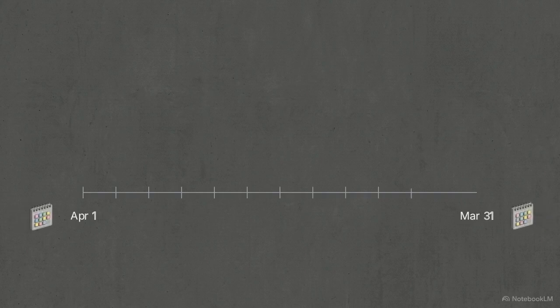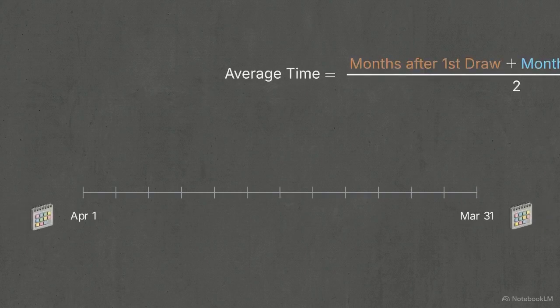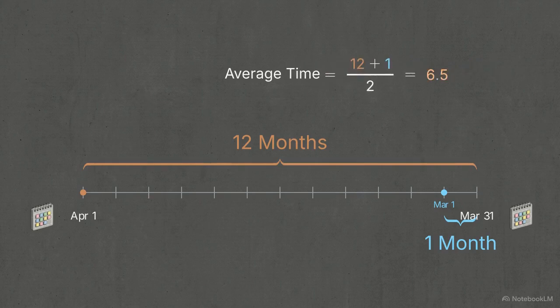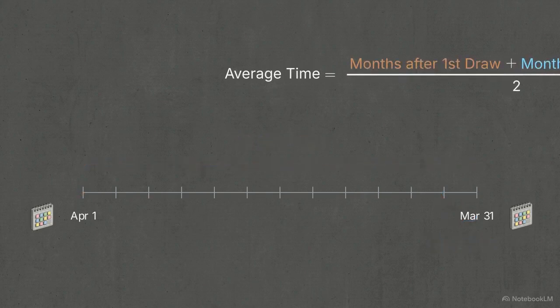You can find the average time without memorizing tables by using this timeline logic. Add the months left after the first drawing to the months left after the last drawing, then divide by 2. If a withdrawal happens at the beginning of every month, the first draw on April 1st leaves 12 months in the year. The final draw on March 1st leaves 1 month. 12 plus 1 divided by 2 gives us an average time of 6.5.